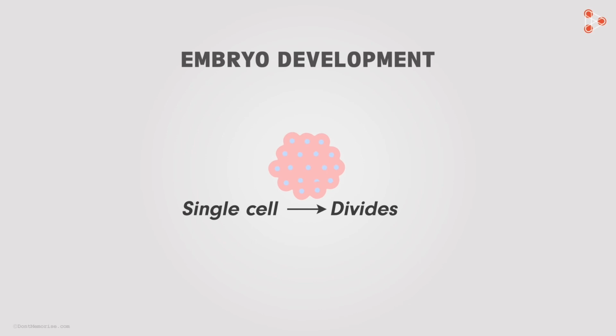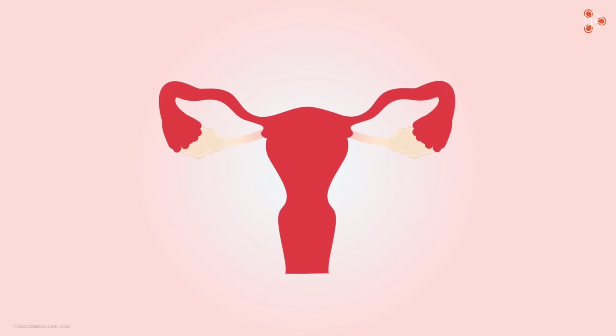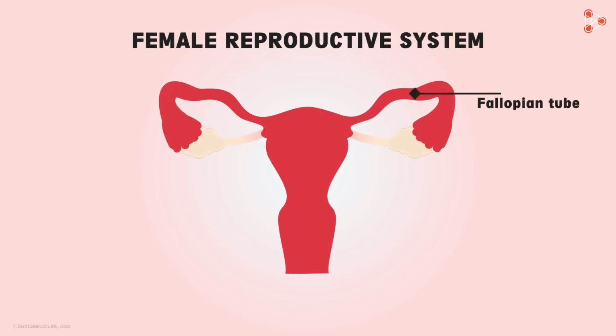Do we have a scientific name for this process of embryo development? It is called embryogenesis. In simplest words, embryogenesis is a process that follows fertilization. Where exactly does the fertilization take place in humans? It takes place in the fallopian tube of the female reproductive system.